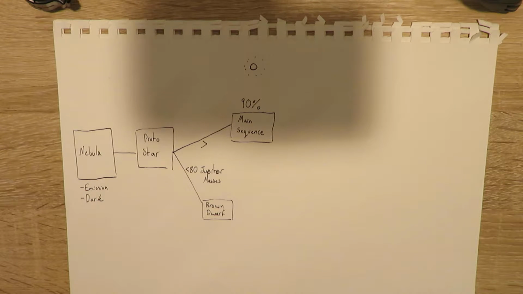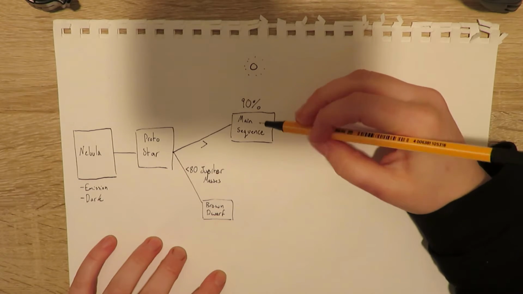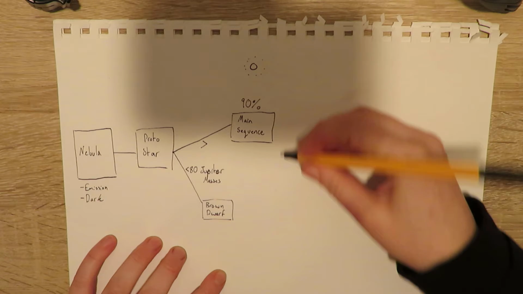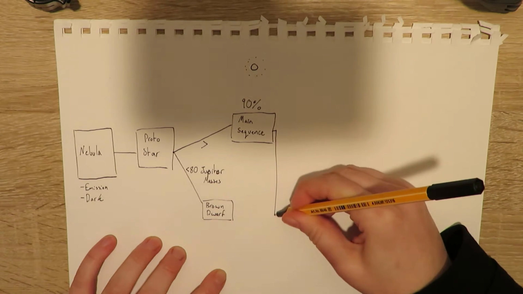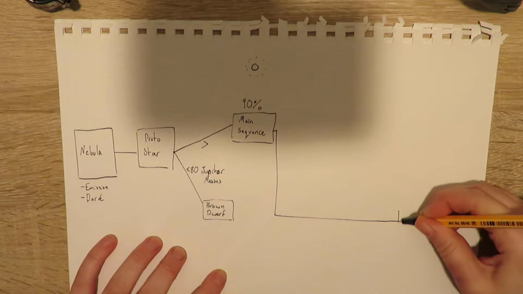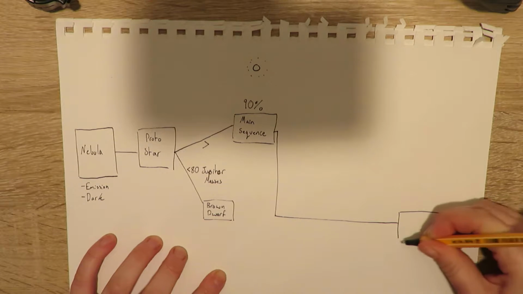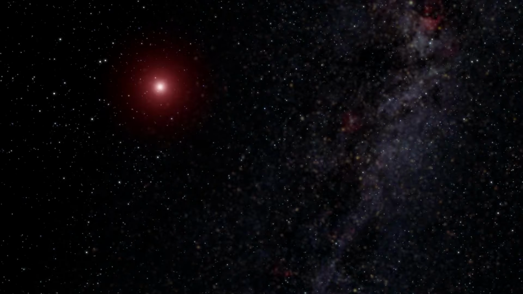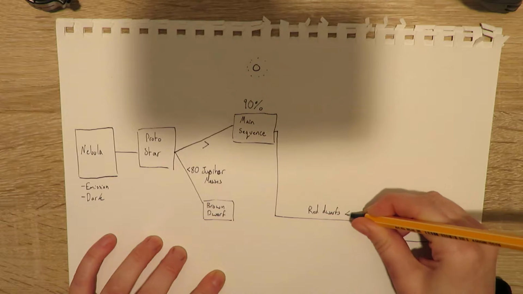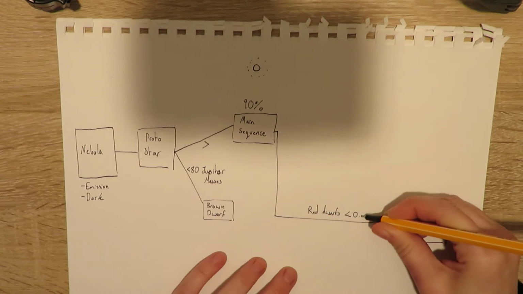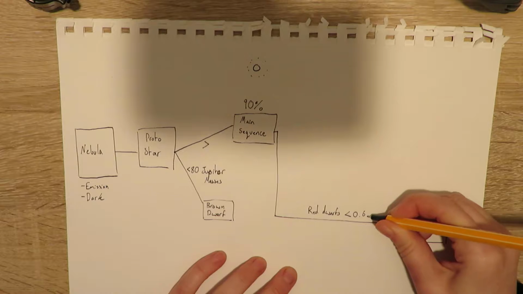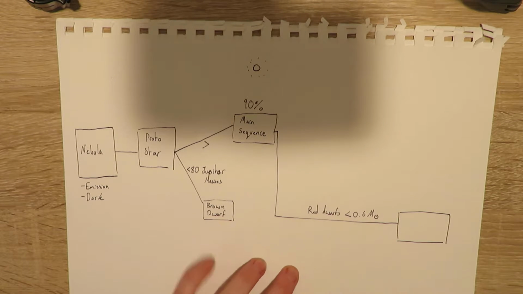And the other thing that the size is really important for is moving on from a main sequence star, the next step from a main sequence star. So, again, going down to the smallest, and we're going to draw it like this. You'll find out why later. We have our red dwarfs, which are smaller than about 0.6 solar masses. That's the symbol for a solar mass.